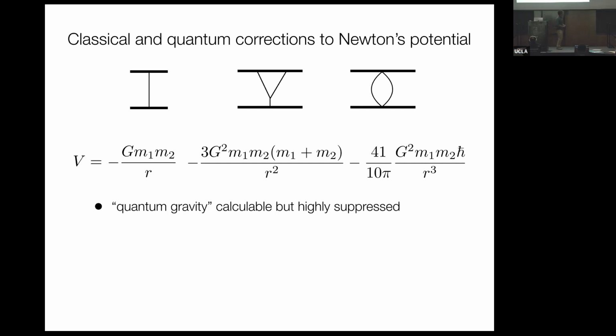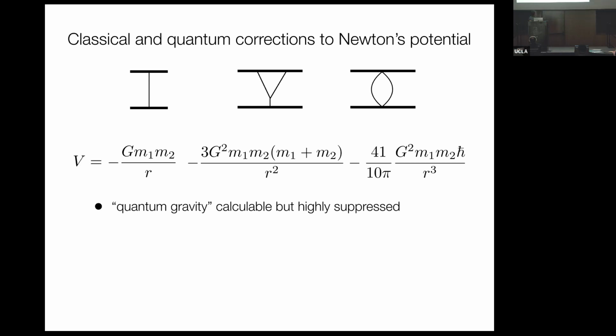So quantum gravity is calculable, but unfortunately it is highly suppressed. If you plug in the numbers here, for example solar masses, then you find that this term is suppressed by something like 10 to the minus 78. So it's a really small effect.